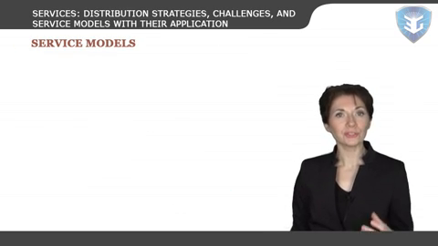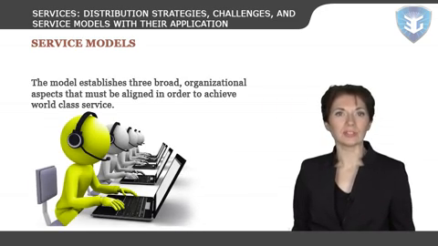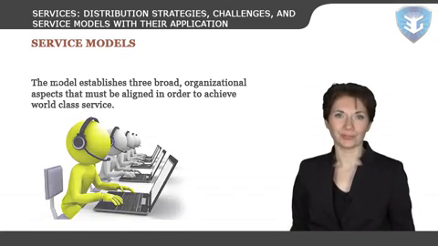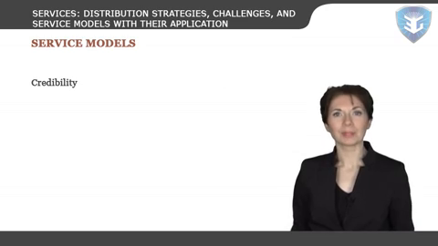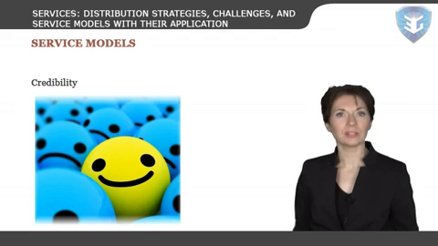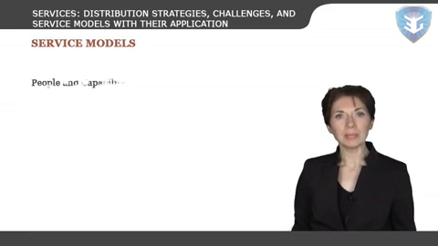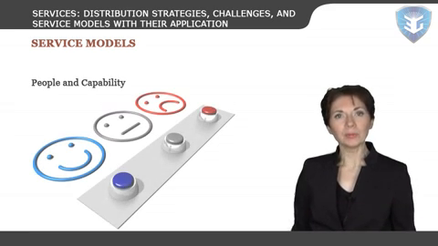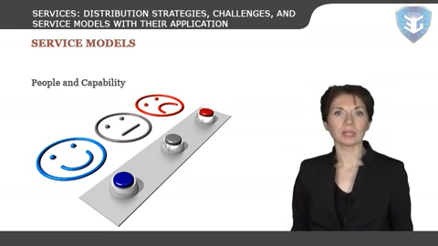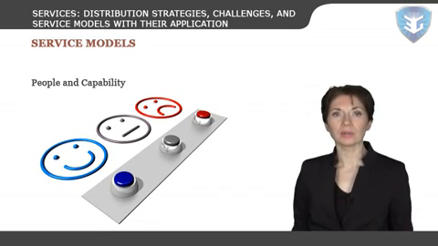Let's now talk about the service models. The model establishes three broad organizational aspects that must be aligned in order to achieve world-class service. Credibility. Promises are kept. Services are delivered at times that suit customers, and superb service recovery systems are in place. People and capability. People are recruited and developed against competencies that give high priority to customer-focused attitudes. For example, consideration, tolerance, and empathy.